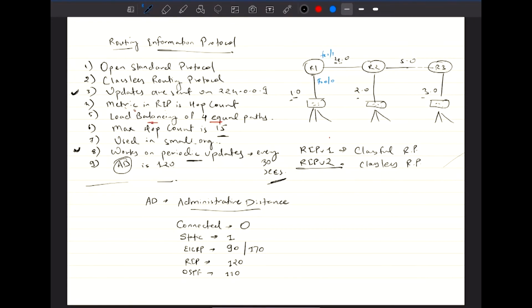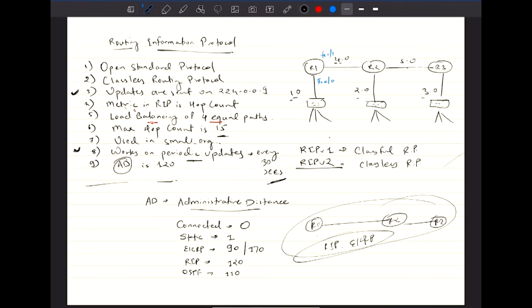Okay, so for example, if you have R1, R2, and R3, and the entire domain is configured with both RIP and EIGRP, which route is your router going to prefer to install? It is definitely going to prefer the EIGRP route because EIGRP has a lesser AD than RIP. The administrative distance value that is set for RIP is 120. That's something that you need to take care of.